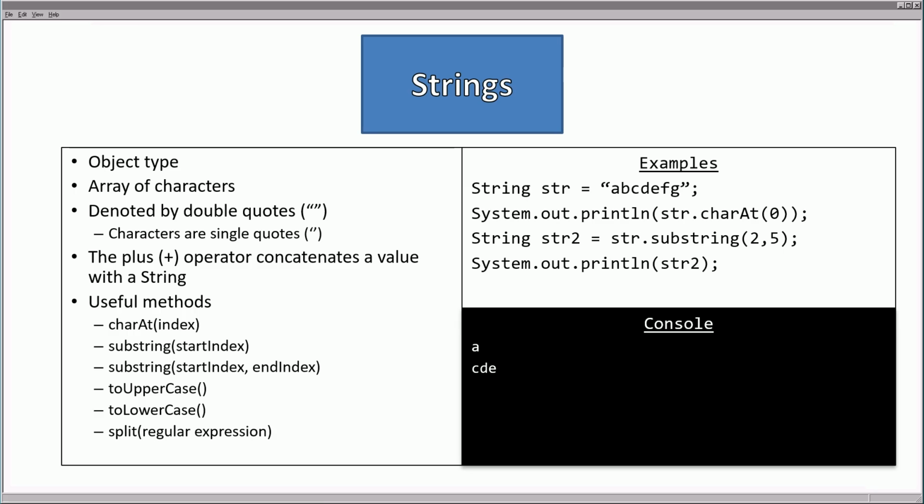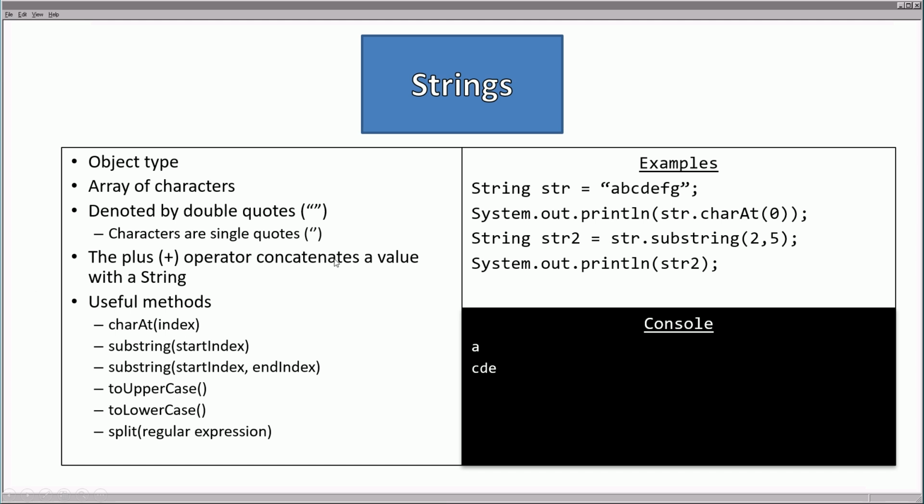Now, as strings are object types, they have a lot of methods that are built into them. Some of the most useful ones would be character at some kind of index, substring from some start index all the way to the end of the string, and substring with a start index and an end index. Keep in mind, in this version of substring, the start index is inclusive. It includes that value, and the end index is exclusive. It does not include that value. There's also toUpperCase, toLowerCase, and split, which we'll get to a little bit later.